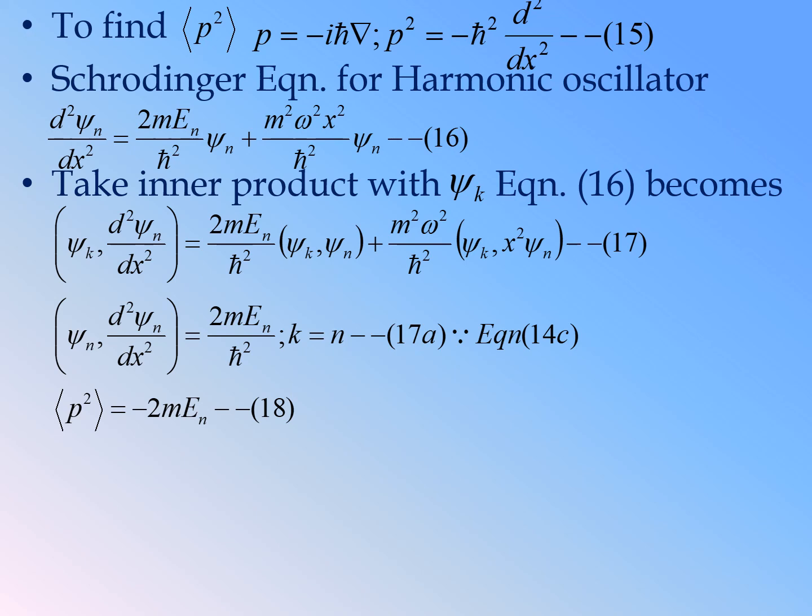So when k is equal to n, the expectation value of x squared term is 0, you know, from the previous slide. So it is the inner product of psi n comma d squared psi n by dx squared is equal to 2m E n by h cross squared when k is equal to n. So substitute this value. If you multiply with minus h cross squared, then you get the expectation value of p squared. So the expectation value of p squared is equal to minus 2m E n.